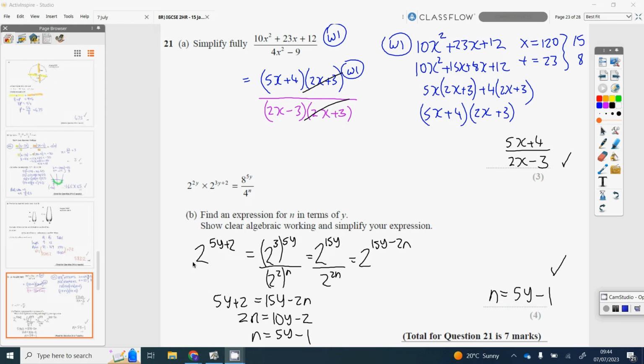So I've now got 2 to the power of stuff equaling 2 to the power of stuff. So these two powers now equal each other, so I can just isolate these powers. So 5y plus 2 must equal 15y minus 2n. And this is just a simple linear equation to solve. So gather up your y's, gather up your n's, and make n the subject because we're being asked to find an expression for n in terms of y. So gathering this up, I get 2n equals 10y minus 2, halving everything, n equals 5y minus 1.